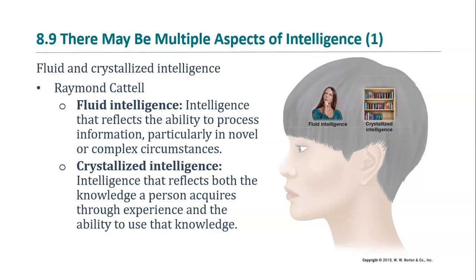And so these two tend to be in tension. Fluid intelligence declines with age in adults. Crystallized intelligence increases, and they balance each other out until, on average, about the mid-70s, after which there is, for the average person, a decline in cognitive functioning.